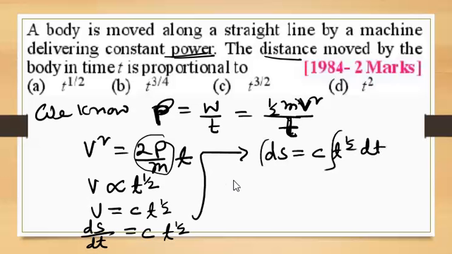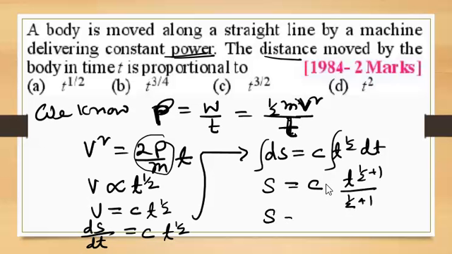If I integrate it, ds is a small distance, so if I integrate, I get the total distance. It is equal to t to the power half plus 1 by half plus 1 only. So s equals 2/3 of c, and that is t to the power 3 by 2. Again, this part is constant only.